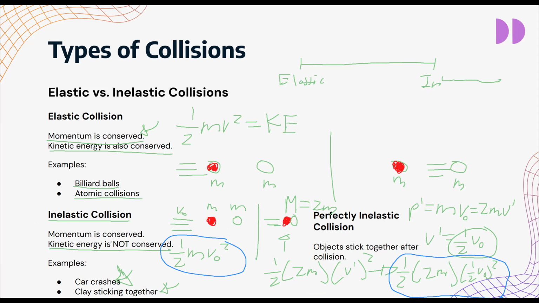Do you guys understand how an inelastic collision works? The kinetic energy is not conserved. Just give a thumbs up if you get it. So in an elastic collision, everything is conserved. In an inelastic collision, only momentum is conserved. And when, in an inelastic collision, the objects stick together, it's called a perfectly inelastic collision.